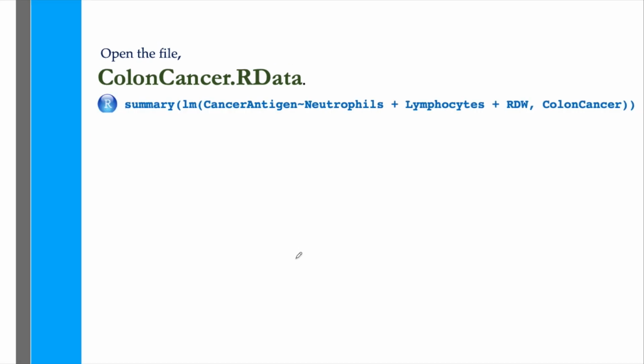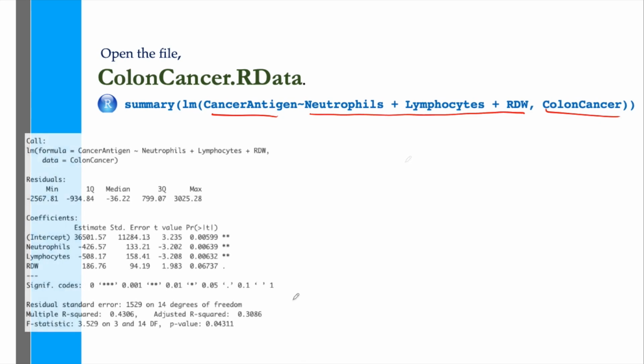So let's determine whether neutrophils, lymphocytes, and red blood cell distribution width are predictors of cancer antigen. We simply type lm and then the dependent variable and then the independent variables here. Then don't forget the file name. So here's the result of the multiple linear regression. So again, let's interpret the results here. For the R squared, we're not going to make use of the multiple R squared. Again, since this is a multiple linear regression, we're going to make use of the adjusted R squared, which tells us that 30.86% of the variation in the cancer antigen is contributed by the neutrophils, lymphocytes, and red blood cell distribution width.